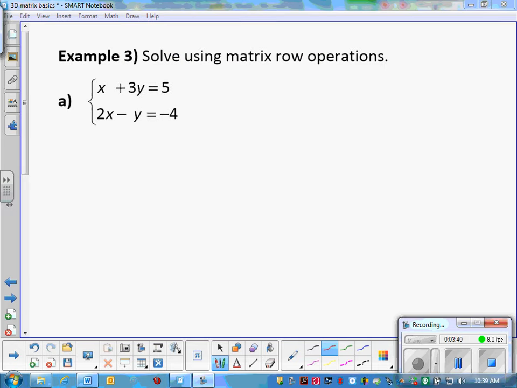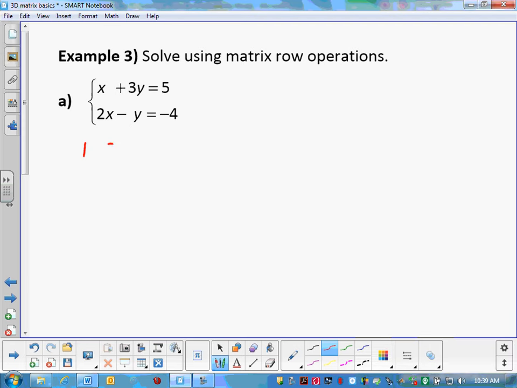Okay, so here we go. Example 3. We're going to first write it with an augmented matrix. So 1, 3, 5, 2, -1, -4. Draw our line and put our brackets around it. All right, so keeping in mind what we want, we first want a 1 in this first spot, and we've got it. So nothing to do there. Then we want to get a 0 where this 2 is.